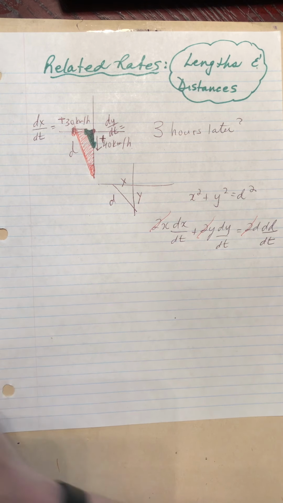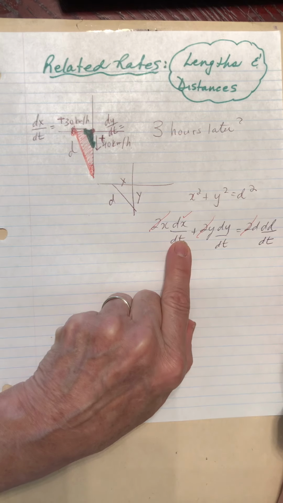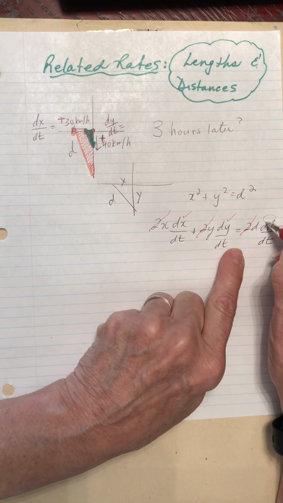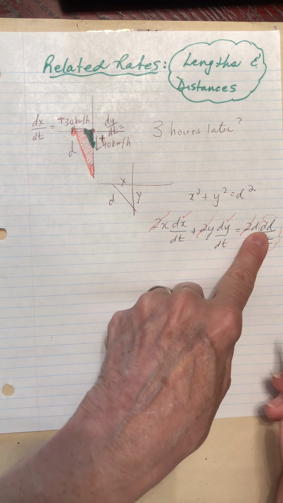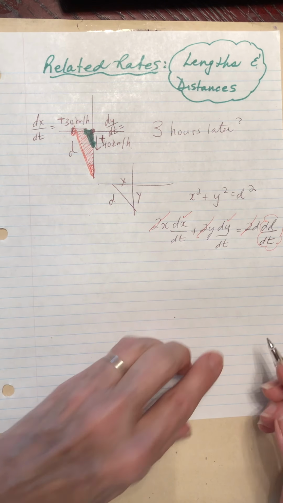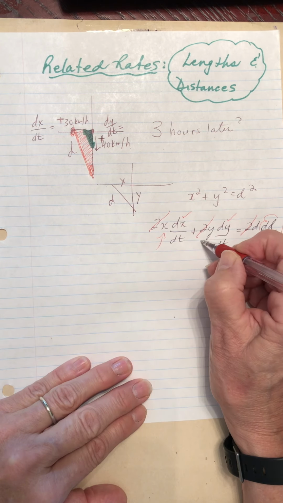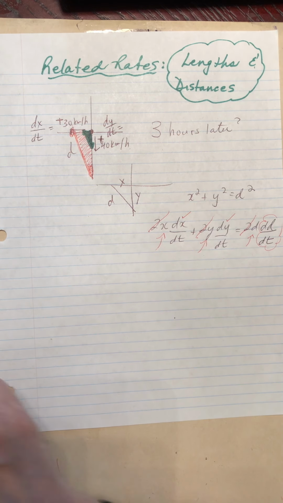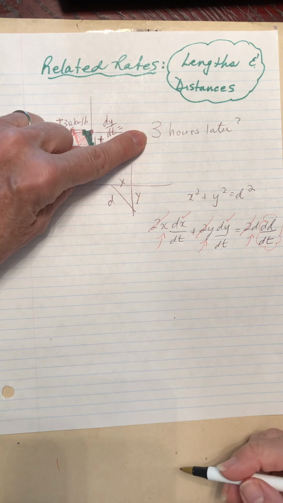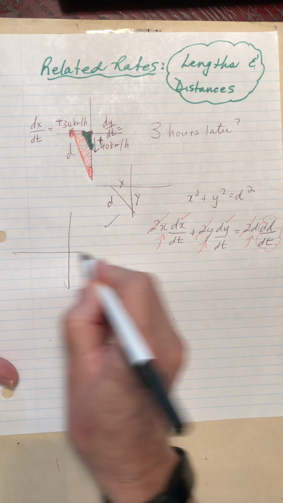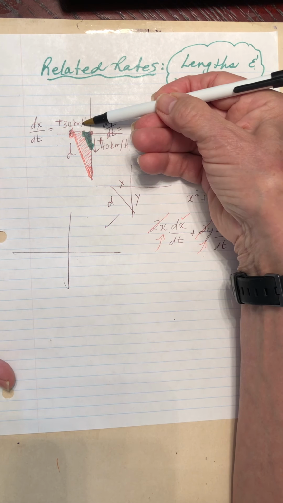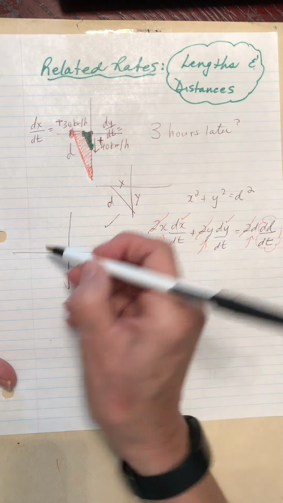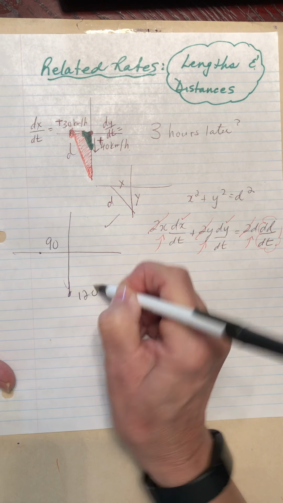So now what do we know? We know the horizontal rate, we know the vertical rate. This is what we're supposed to be finding. How fast is that distance between them changing? So I need to come up with an x value at that moment in time, a y value, and a d value. Well, at what time is that? 3 hours later. So if these have been in motion, this was going 30 kilometers an hour for 3 hours. This has now gone 90. Here, this one was going 40 kilometers an hour for 3 hours. So this one has gone 120.